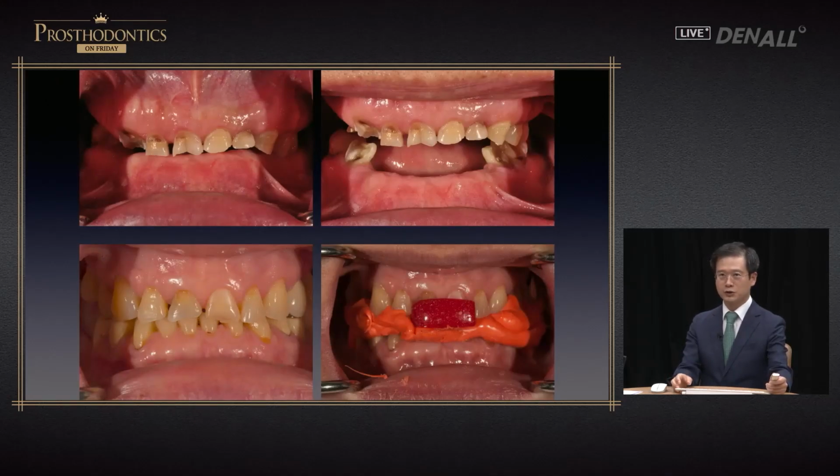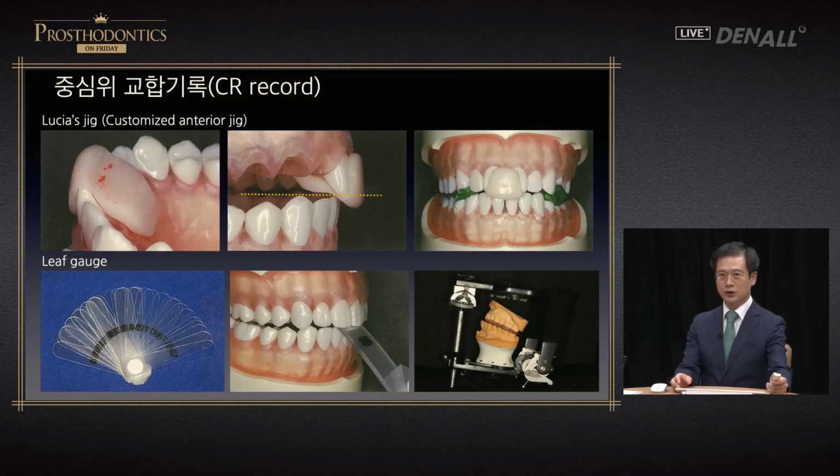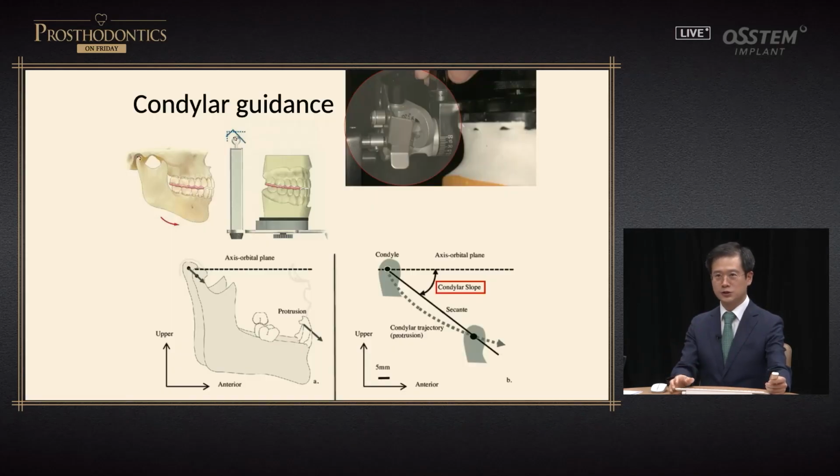As shown in the case of these patients, we need to use a Lucia jig or other means to find the right bite. A Lucia jig or leaf gauge is used to achieve posterior disclusion. If the posterior is closed, the patient returns to the bad position. We need to make the patient forget about that. We need to have the patient bite on a cotton roll for 20-30 minutes to do mandibular deprogramming. And using the Lucia jig, we need to find the right position with disclusion.